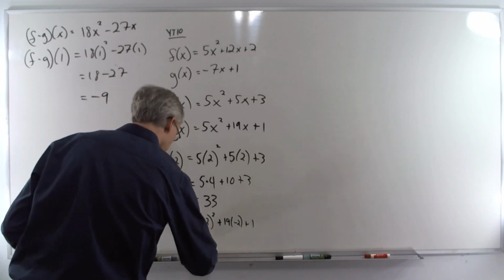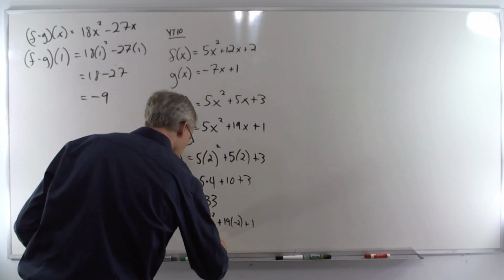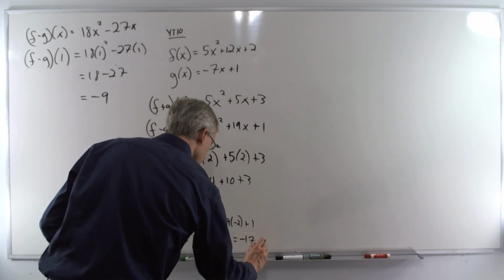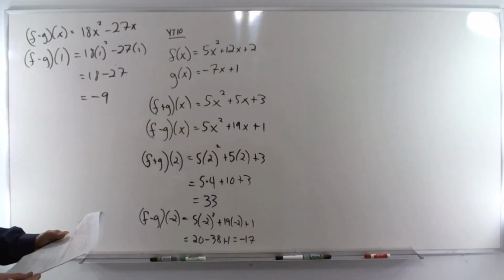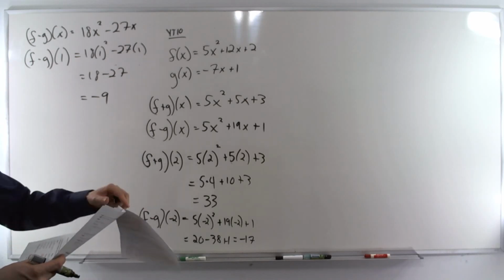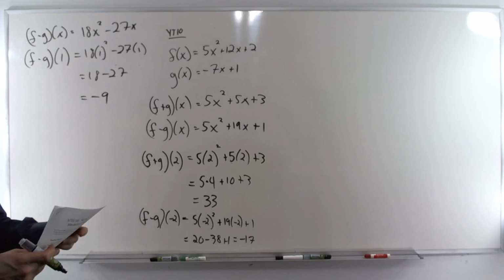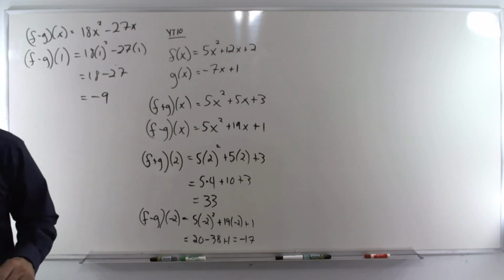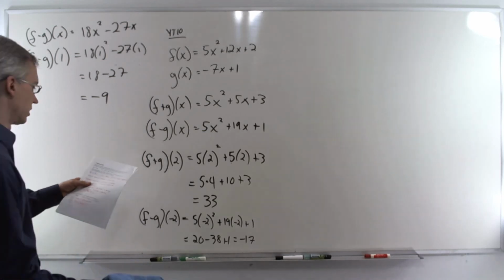All right, that's going to be 20 again. Minus 38 plus 1. And negative 17. So f minus g at negative 2 is negative 17. All right, now we're going back to the introduction.